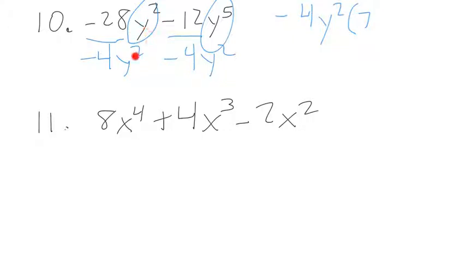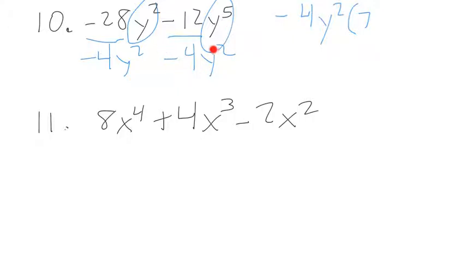Y squared divided by y squared. If I'm dividing this term by negative 4y squared, negative divided by negative is a positive. 28 divided by 4 gives me the 7. Y squared divided by y squared is 1, but 1 times 7 would just be 7. So the y disappears from that term.